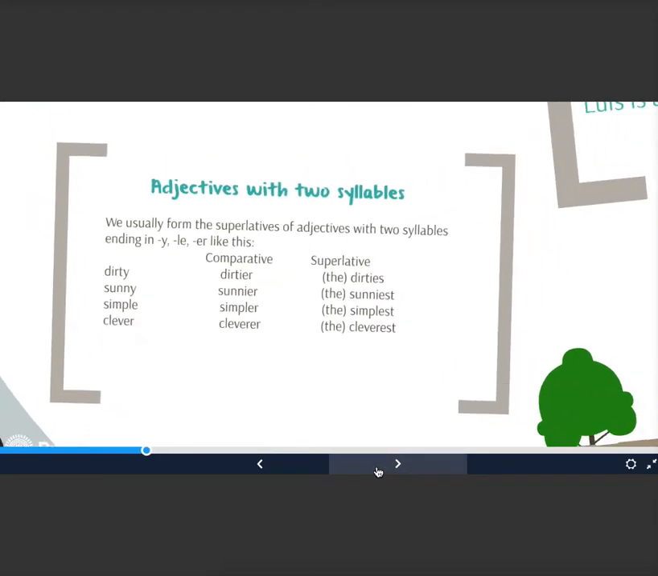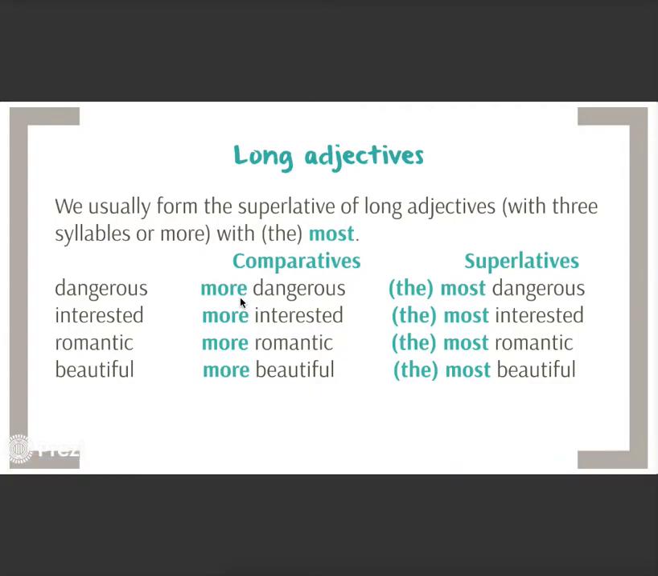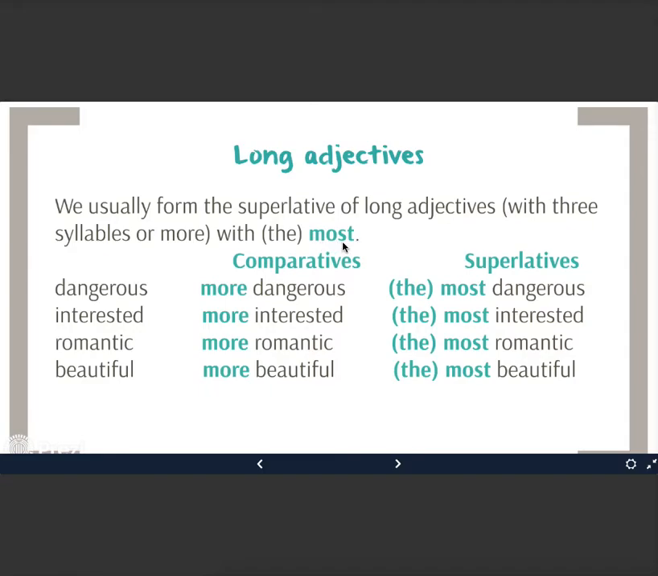So let's continue. You know how to do it with one syllable, two syllables, but now, babies, we are going to talk about long adjectives, yeah? Once again, this is super, super similar to the thing that happens in comparatives. Remember, long adjectives, 3, 4, 5 syllables, like a lot of syllables, yeah? What happened in this case, babies? When you have a long adjective, you just have to add most, the most. En los comparativos agregábamos more, ¿se acuerdan? More dangerous than. En los superlativos, en lugar de more, vamos a agregar most.